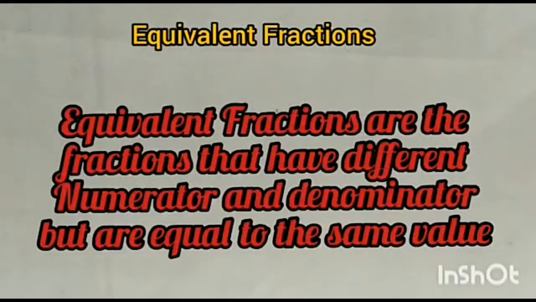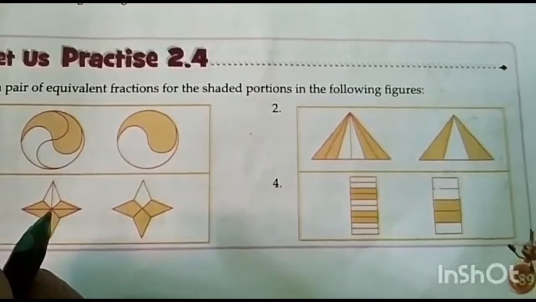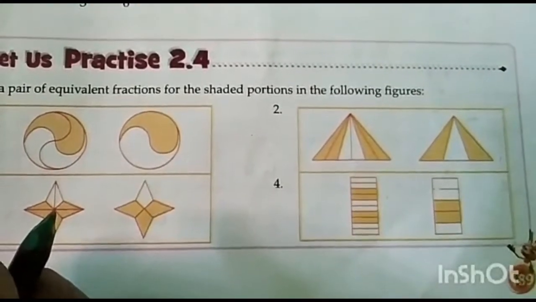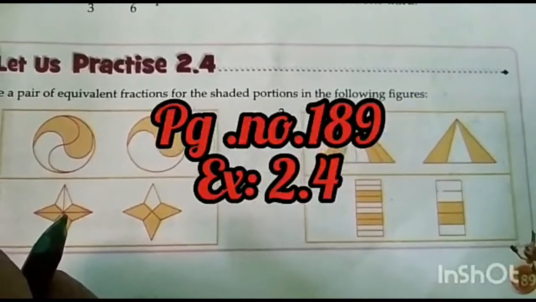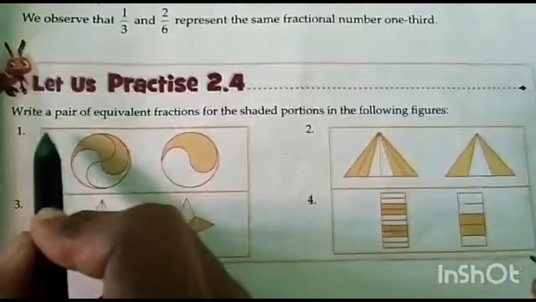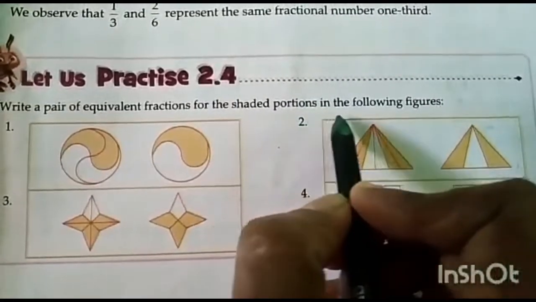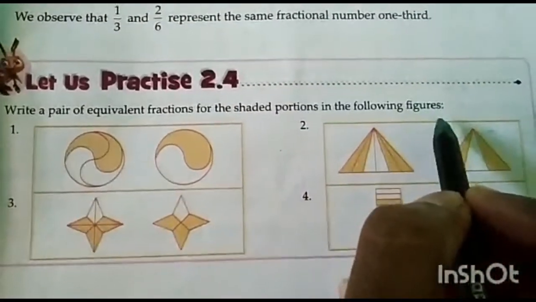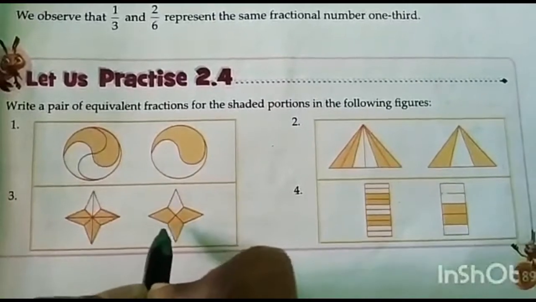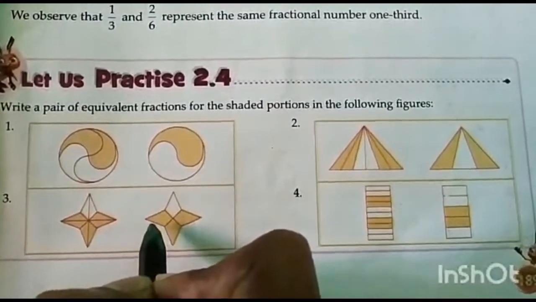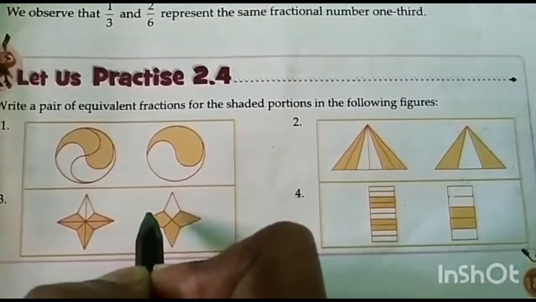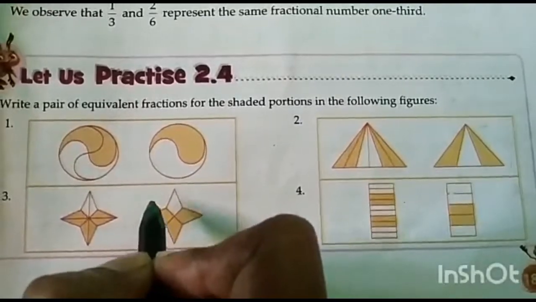Okay, children, now let us see exercise 2.4. Open your textbook, page number 189, exercise 2.4. Write a pair of equivalent fractions for the shaded portions in the following figures. The pictures are already given. Now we have to write the fractional number for the shaded portion.